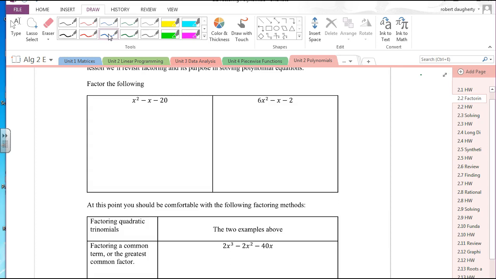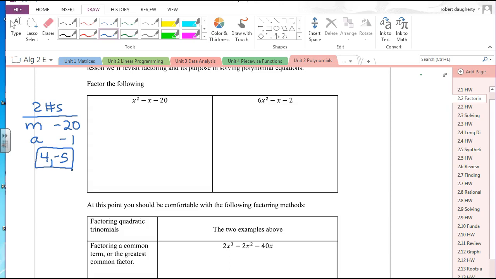Our method for this was always to look for two numbers with certain properties. They multiply to give you what? Negative 20, and they add to give you negative 1. What numbers possess those properties? Yeah, so 4 and negative 5. Always double check. You multiply those numbers, you get negative 20. You add those numbers, you get negative 1.